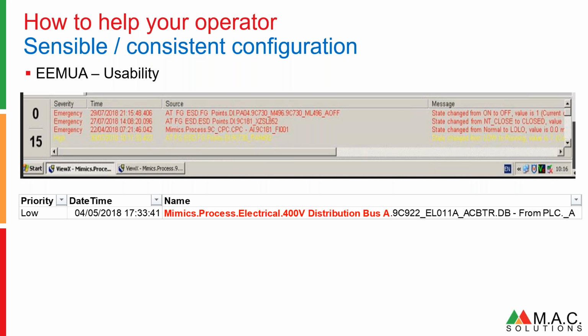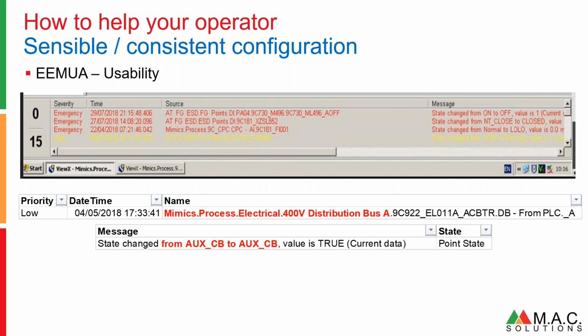And to compound things like that, really helpful for the operator, the message that arrived with that tag name, undecipherable tag name, was state changed from auxiliary circuit breaker to auxiliary circuit breaker, not from open to closed or failed to normal. It was from AUX-CB to AUX-CB. So even the alarm states were showing the identical thing. They weren't the on and off states. They were duplicated. That's not helpful to operators.